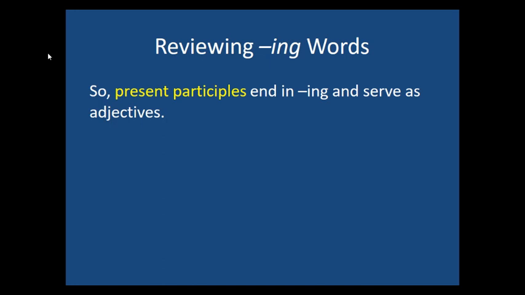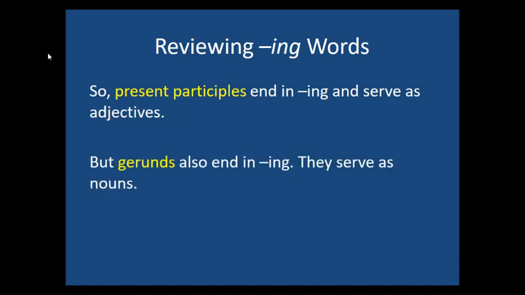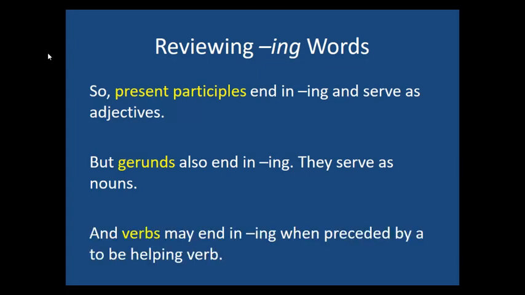Let's review these INGs that we have because they can be confusing. We have INGs which are verbs, we have INGs which are gerunds, we have INGs which are now participles. So let's talk about the differences between these. Present participles end in ing. They serve as adjectives. Gerunds end in ing, and they serve as nouns. And verbs end in ing, and they can be that as long as they have a little to be helper verb to get there. All right, so we're just going to talk about how do I know which one it's going to be. So just follow along with me.